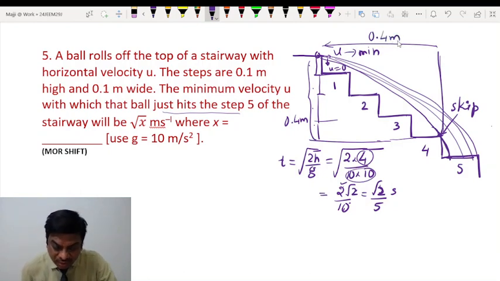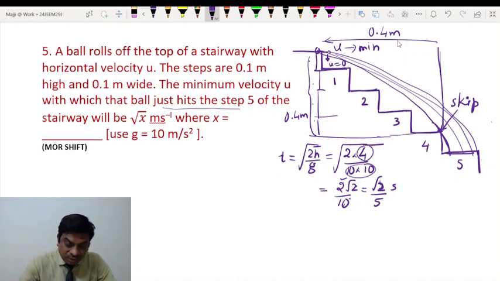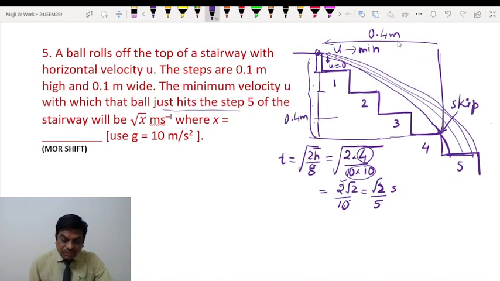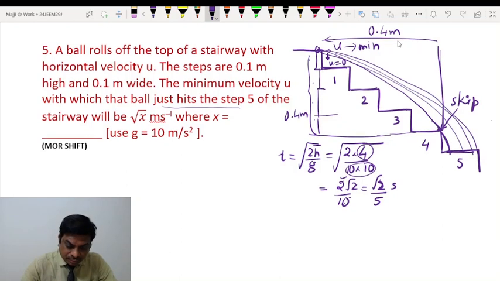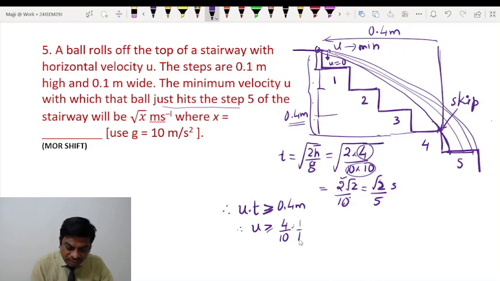Is it, students? So we'll use velocity into time. So if it is minimum velocity, then during the time it falls through this height, that is 0.4 meter, it should have traveled greater than or equal to 0.4 meters. Okay. So u should be greater than or equal to 0.4. I write it as 4 by 10, that is 1 by 2 by 5 by t.